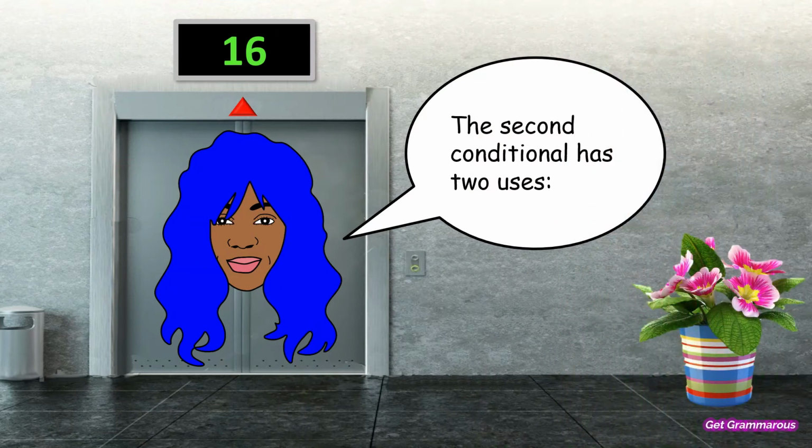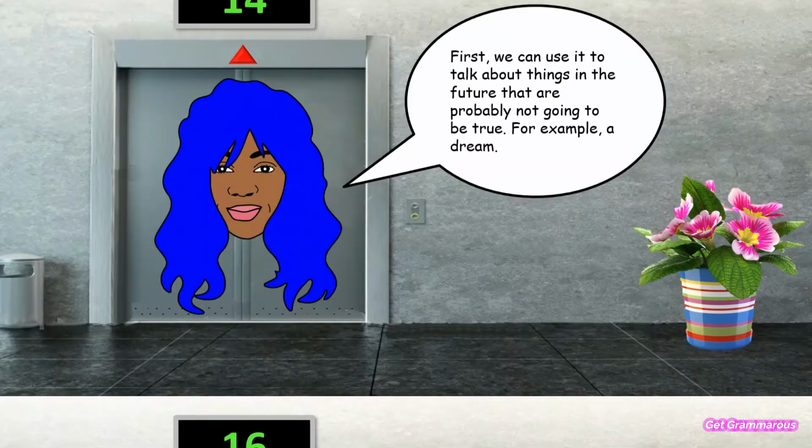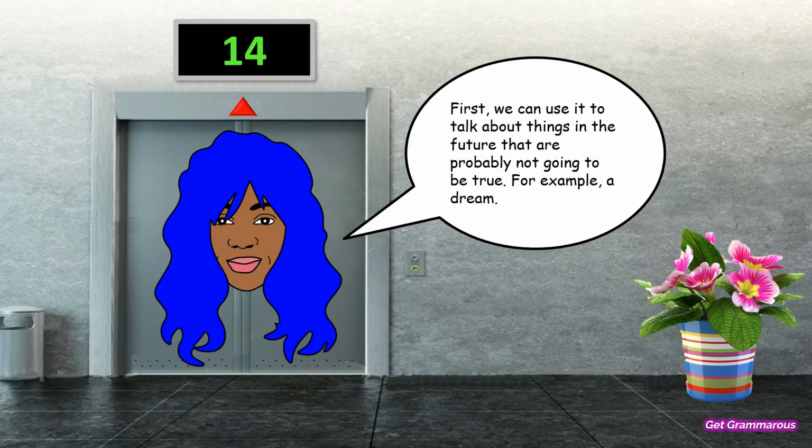The second conditional has two uses. First, we can use it to talk about things in the future that are probably not going to be true. For example, a dream.